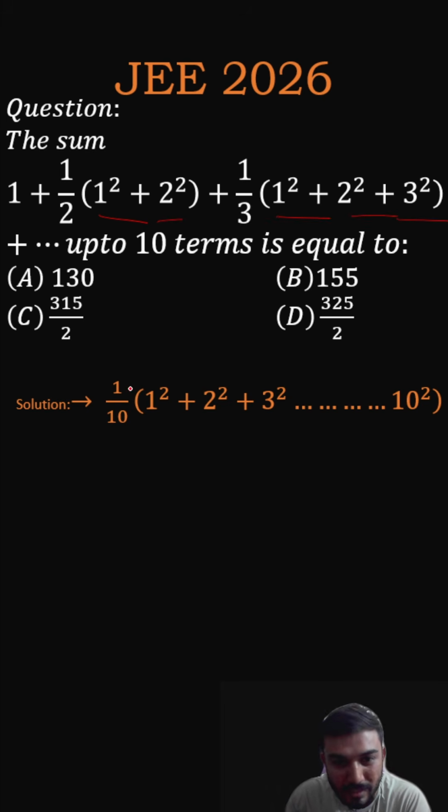So we can see a pattern like the last term will be 1 by 10 of (1 square, 2 square, 3 square, up to 10 square). Up to 10 terms they have told us.